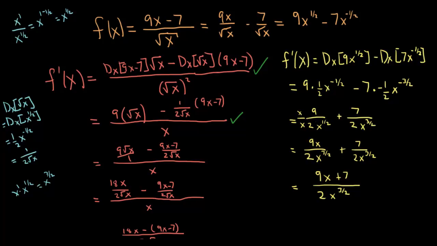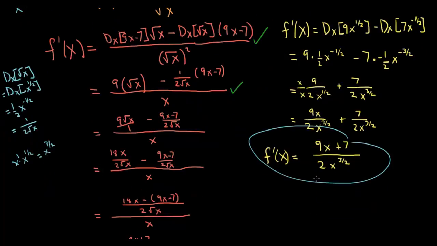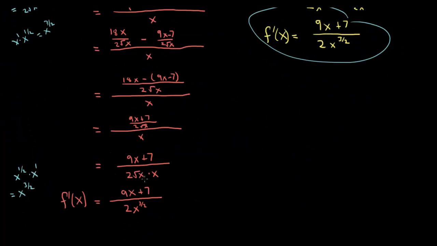Does that look familiar? Well, hopefully so. We can see here that f prime in its final form is right there. So we have f prime there, and way down here we also have f prime. Are they the same thing? Let's see, 9x plus 7 on the top in both cases, 2x to the 3 halves in both cases. So yes, those are the exact same thing.